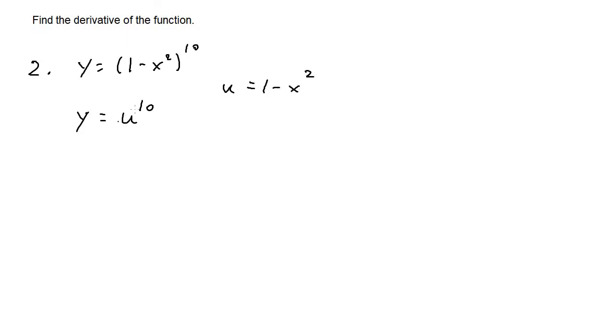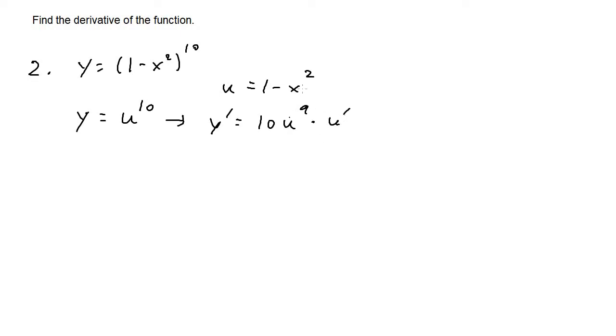So now because we do have u raised to a power, we can go ahead and use the power rule combined with the chain rule, since we do have an inside function. So then the derivative of u to the 10th, so y prime, we're going to bring the power down, subtract the power by 1. So 10 minus 1 is 9. And then because we're using the chain rule, we have to multiply by the derivative of the inside function.